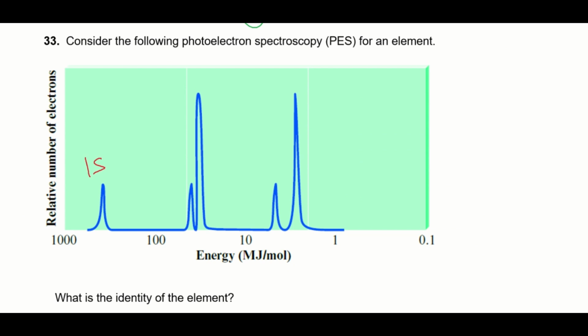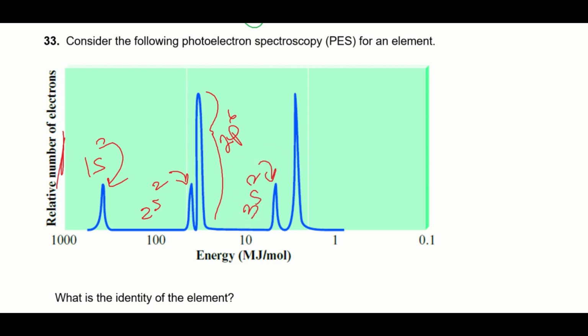All right, PES. This is your 1s, 2 electrons. This is your 2s, 2 electrons. Right, this is 3 times the height, and you're doing the relative number, so that must be 6 electrons. What could that be? Your p orbital holds 6 electrons. This is your 3s, 2 electrons. This is your 3p, 6 electrons.